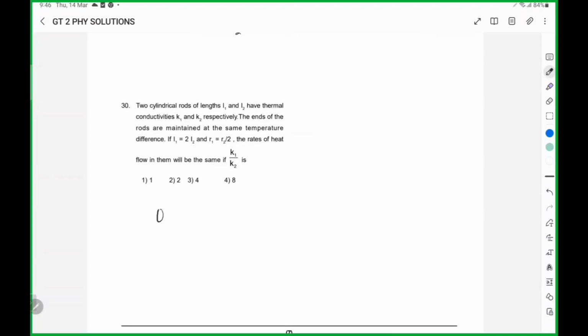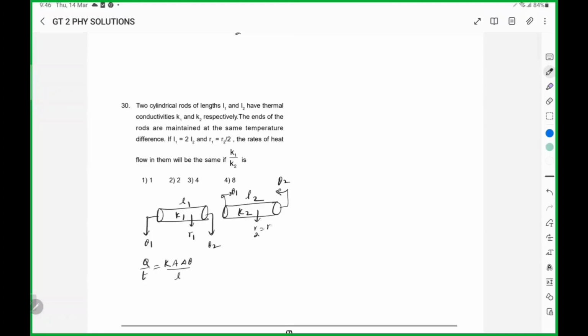Two cylindrical rods of length L1 and L2 have thermal conductivities K1 and K2. The ends are maintained at the same temperature, then the heat current will be K A delta theta by L. This is the formula. The radius is R1 for one and R2 for the other, where R2 is 2R1.